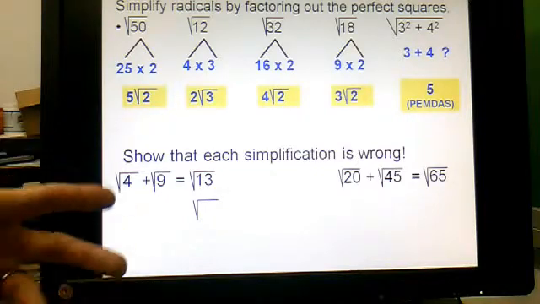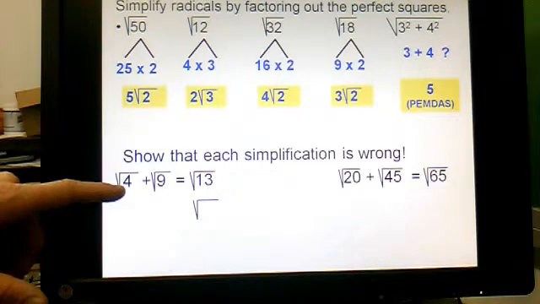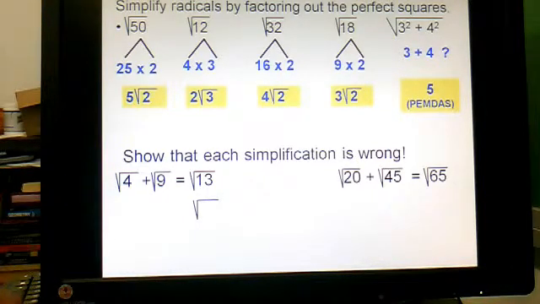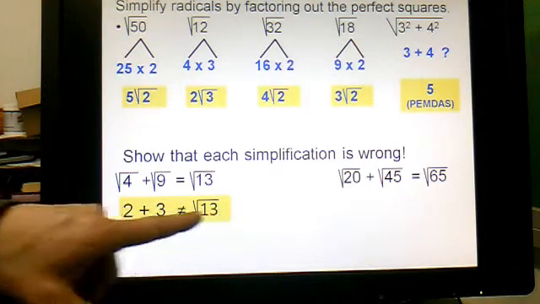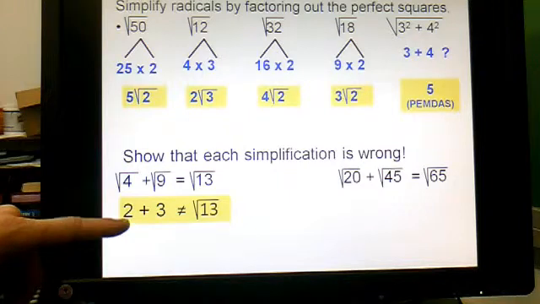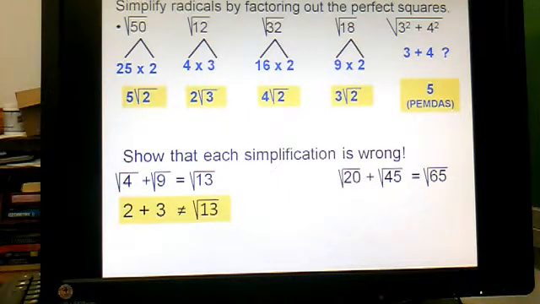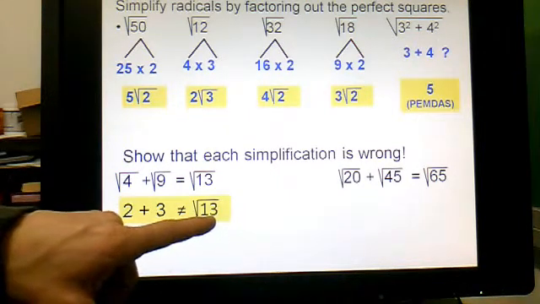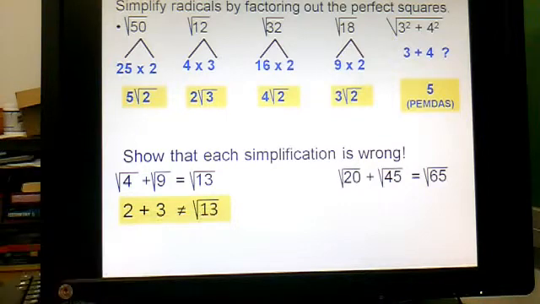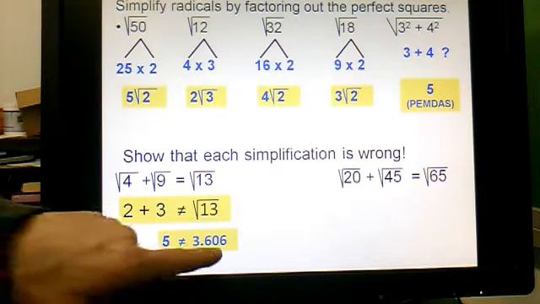And I gave you some of these are obvious examples. Think about what the square root of 4 is. The square root of 4 is 2. The square root of 9 is 3. I just want to show that clearly this is not true. 2 plus 3 is 5. And if you wanted to, you could type this into a calculator, or you could just approximate this in your head, and you could realize it's somewhere between 3 and 4. Clearly these are not equal to each other.